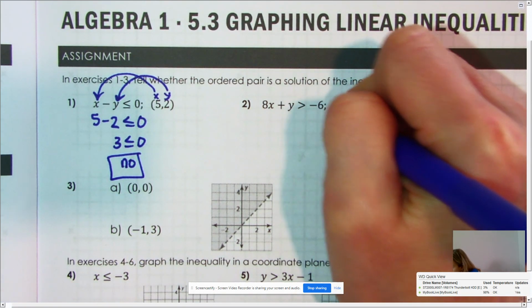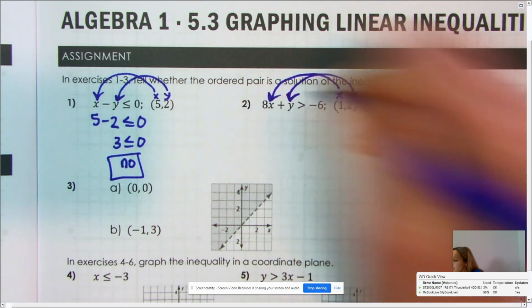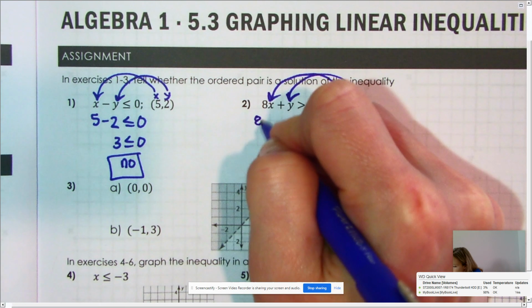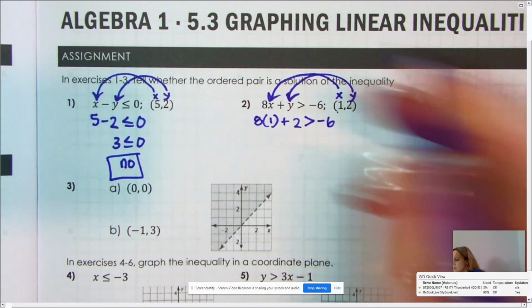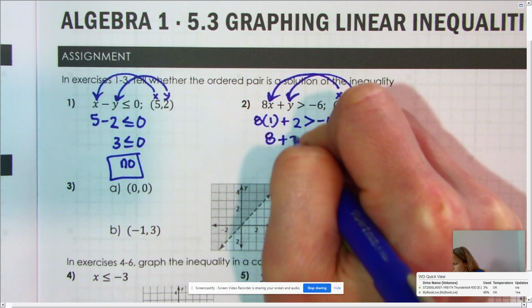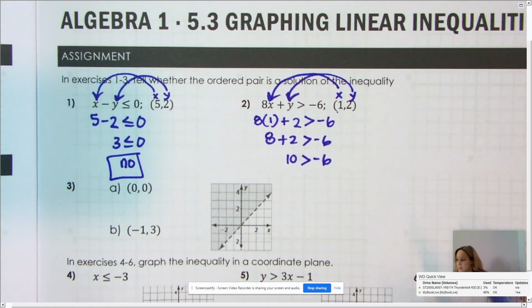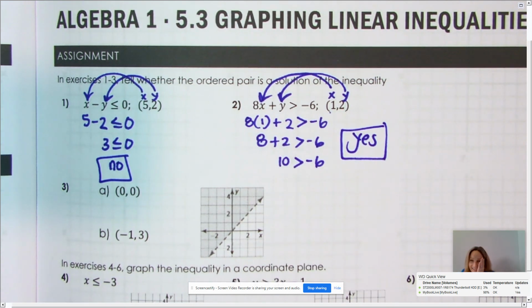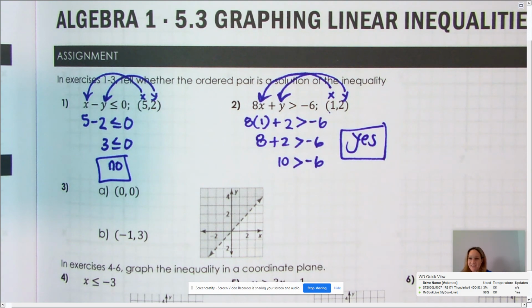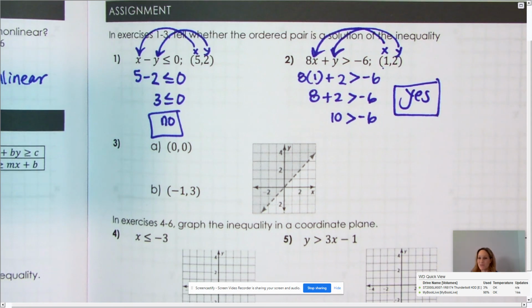Okay, now we're going to plug in, again, here's x and y. This one's going to go in for x. This one's going to go in for y. So I have 8 times 1 plus 2 is greater than -6. So 8 times 1 is 8. 8 plus 2 is 10. Is 10 bigger than -6? Yes, it is. Okay. Oh, you guys, I just want to do all the problems. I just love math so much. Sorry, you guys. That one you should have been able to do on your own. Sorry to take that away from you and rob you of that joy.